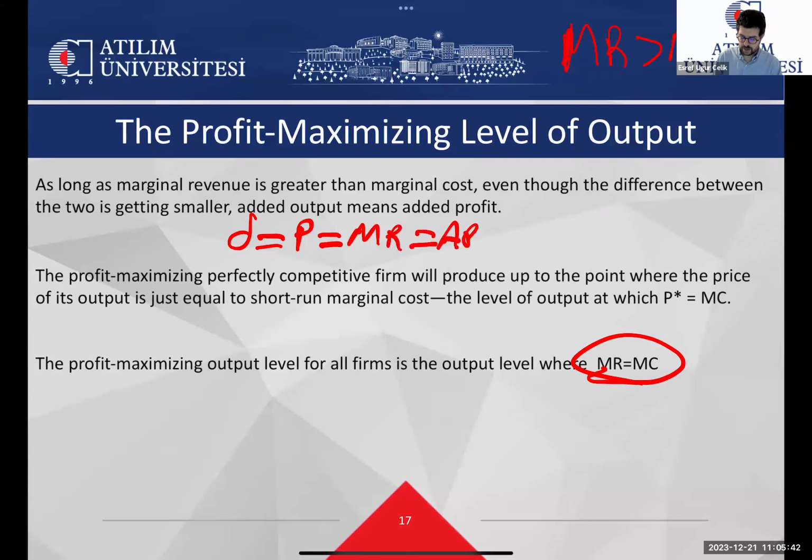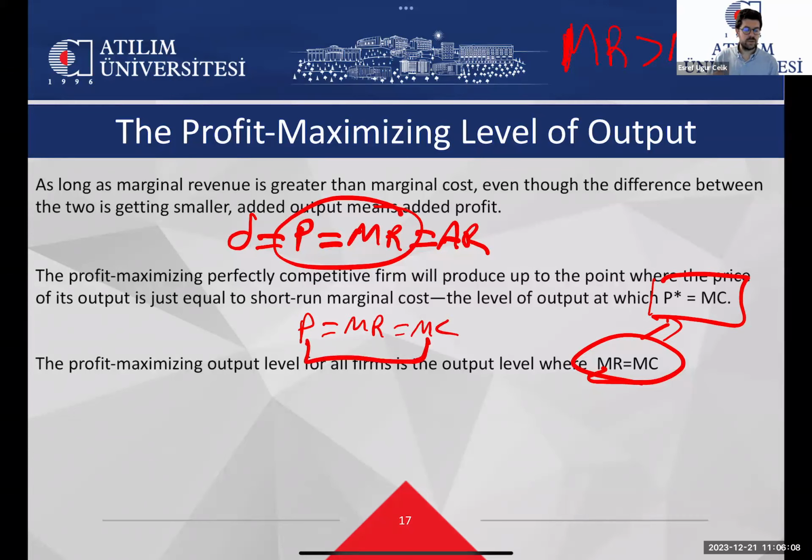But I said in the perfect competition market, demand is equal to price, equal to marginal revenue, equal to average revenue. So in perfect competition, price equals marginal revenue. So we are also right in that form. So price equals marginal revenue equals marginal cost point gives the, not utility, profit maximizing level. This is the optimum point.